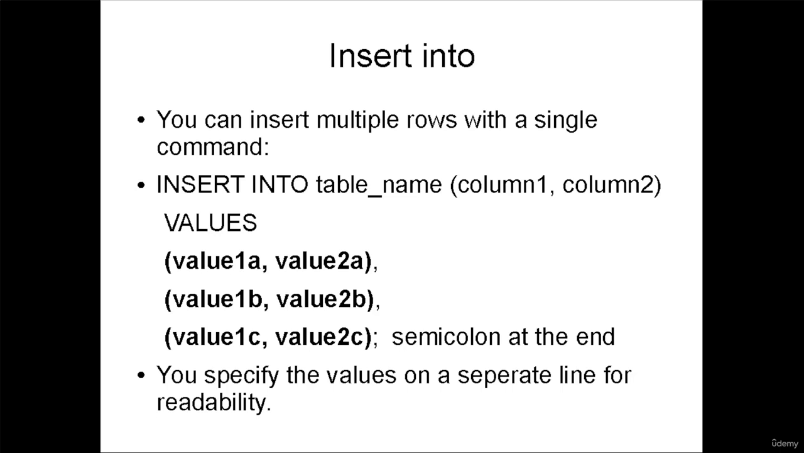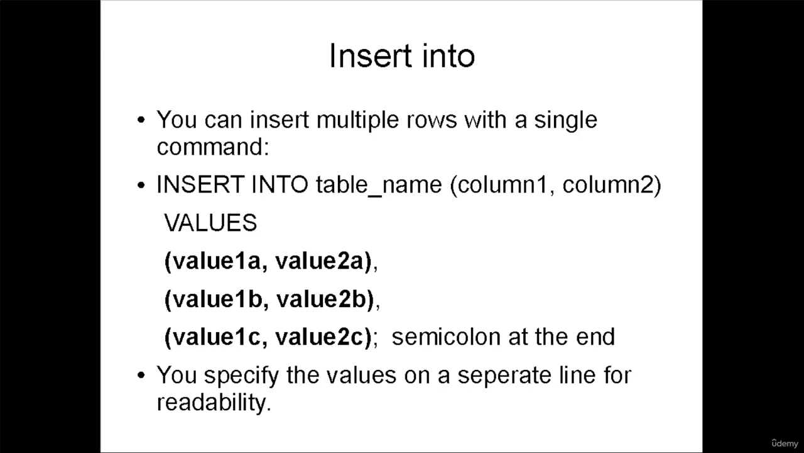Insert into table_name, column1, column2. Values, value1a, value2a, comma, value1b, value2b, comma, value1c, value2c. Notice how we specify the table name and columns once, then provide multiple sets of values inside values. Each row is enclosed in parentheses, and they are separated by commas. The command ends with a semicolon.